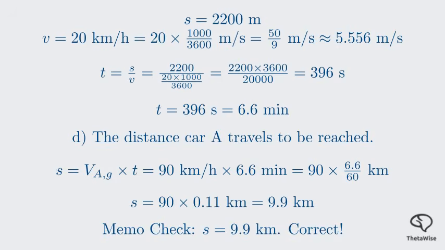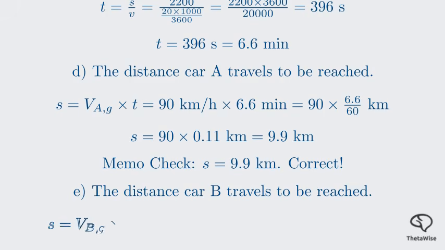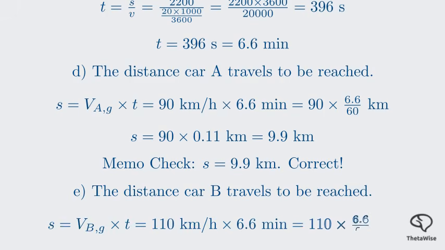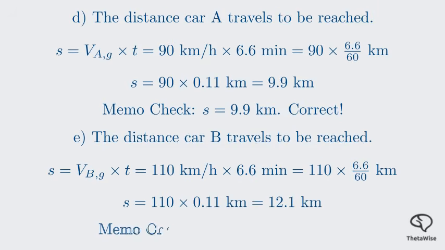And finally, part E. Part E asks for the distance car B travels. We use car B's ground velocity and the same time. S equals V of BG times T. That's 110 kilometers per hour times 6.6 minutes. This gives us 110 times 0.11, which is 12.1 kilometers. The memo again confirms our answer.